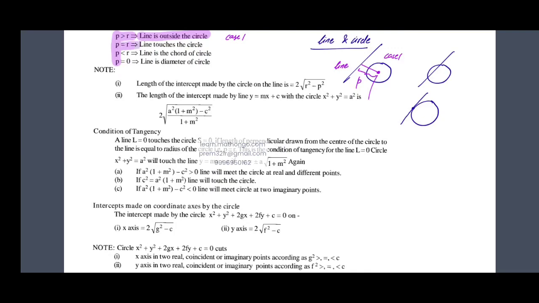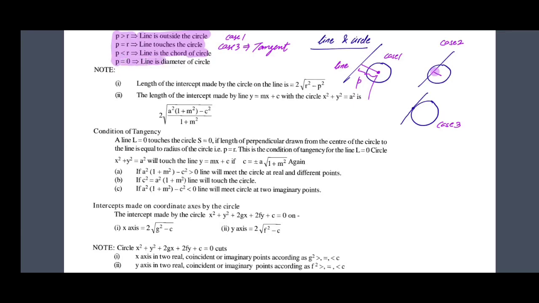So if P is equal to R, then the line touches the circle. Which case is that? Case 3, which I have made here, equal to, that means this is the case of tangent, which you need to remember in the formula book. Less than, that means if the value of P is less than R, it is inside, it becomes case 2, that is the secant case.